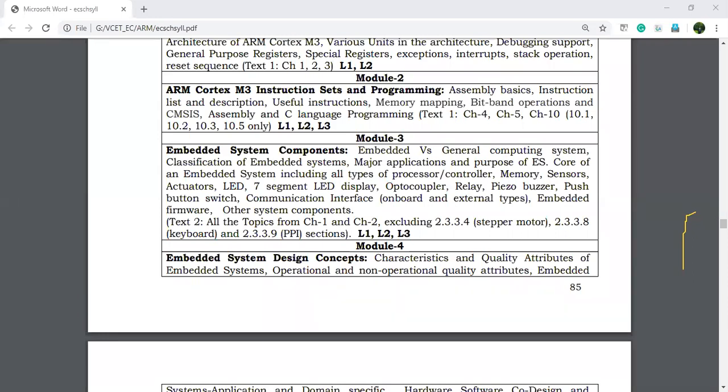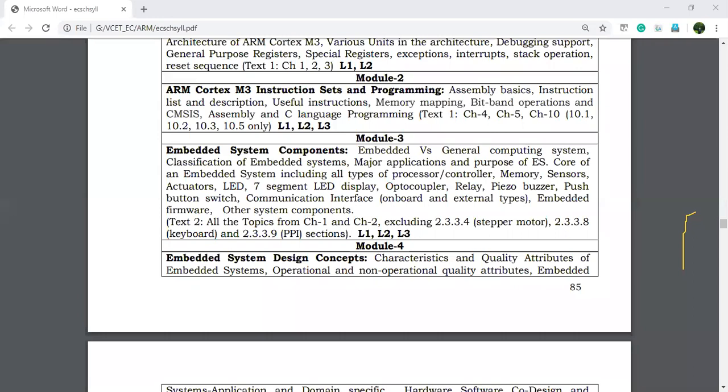The second generation is built around 16-bit microprocessors, or 8 or 16-bit controllers. The third generation is built around high performance 16 or 32-bit microprocessor controllers, and also application specific instruction set processors like DSPs and ASICs, that is, application specific integrated circuits. The fourth generation was built around system on chip.